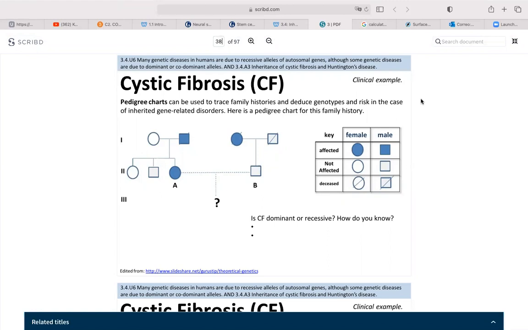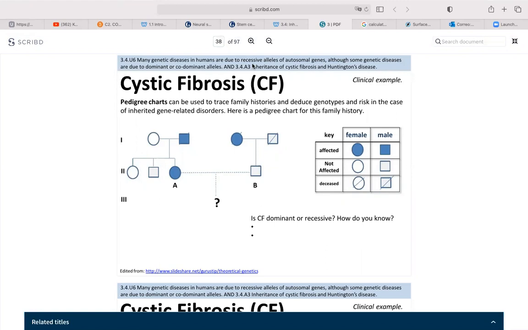Hello guys, today we're going to talk about genetic diseases such as cystic fibrosis, okay? Many genetic diseases in humans are due to recessive alleles. Remember, recessive ones are not expressed or are masked by dominant alleles of autosomal genes in this case, okay? We're talking about genes that are autosomal, not the sex genes.